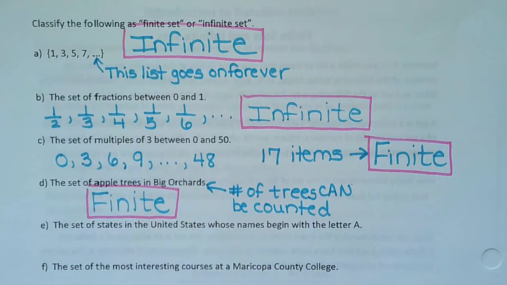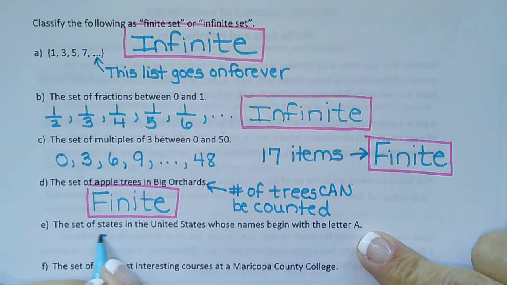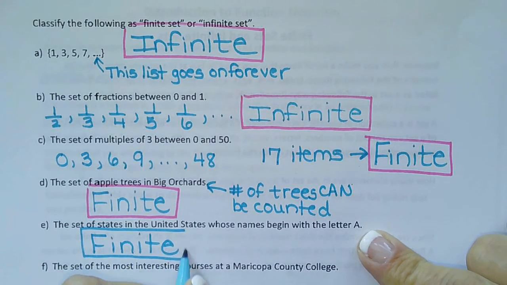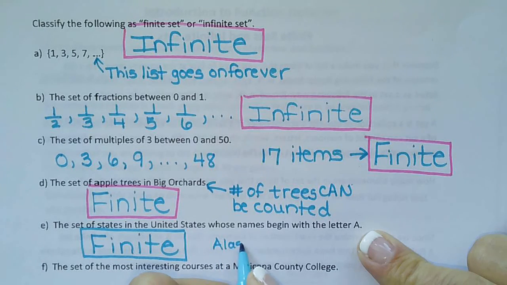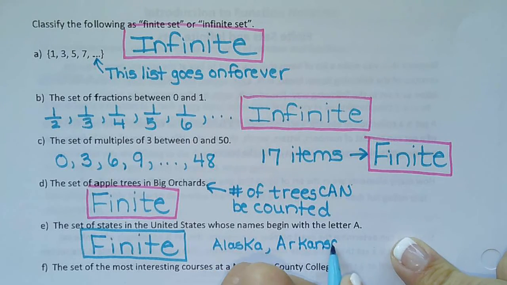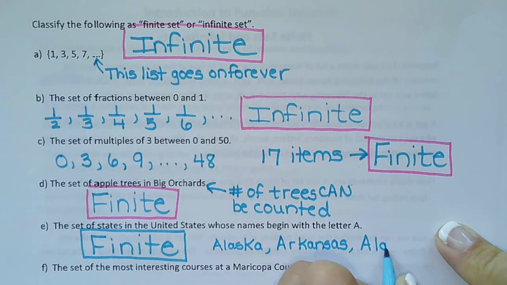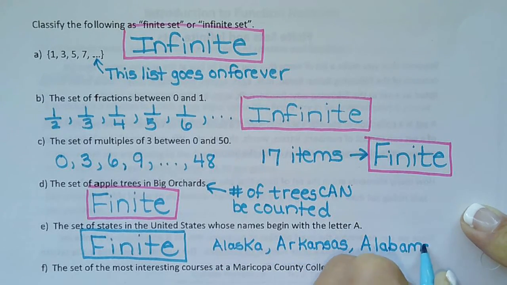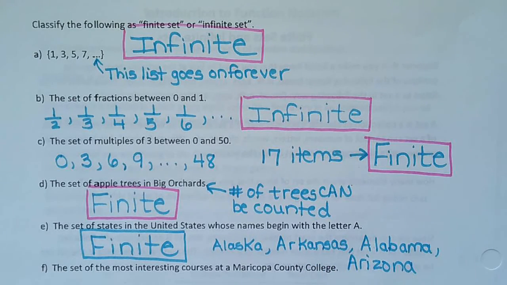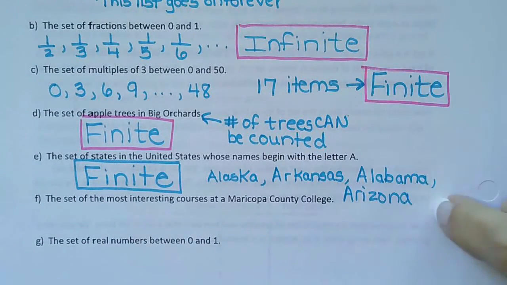The set of states in the United States whose name begin with A. Sure, we can count those. Alaska, Arkansas, Alabama. So definitely can be counted. So Alaska, Arkansas, Alabama, Arizona. I don't know. I may be missing one or two, but you can see the point. We could count them.